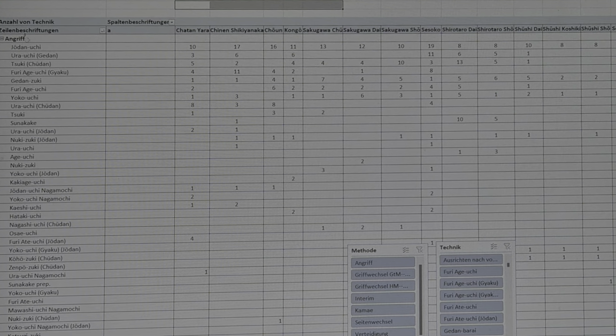On the left side, I have the category of attacks, which goes Jodan Uchi, Ura Uchi, Gedan Tsuki, Chudan level, Furiage Uchi, and so on, Hataki Uchi, Osai Uchi. Then I have the interim techniques, which are undefined, for instance preparation moves like in Tsunakake or preparation for Yoko Uchi, and so on. Then I have the Kamai in the kata, like Hasu Kamai, Ichimonji, Shirotaro's special Kamai, Yamani Kamai, and so on, Waki Kamai.